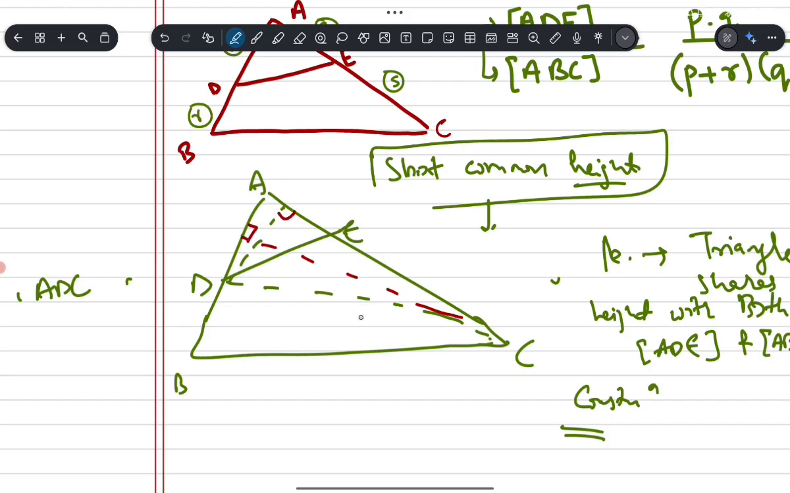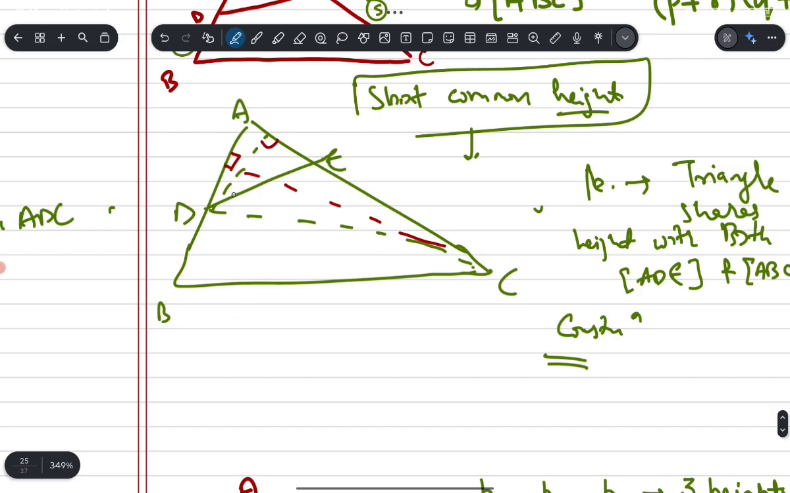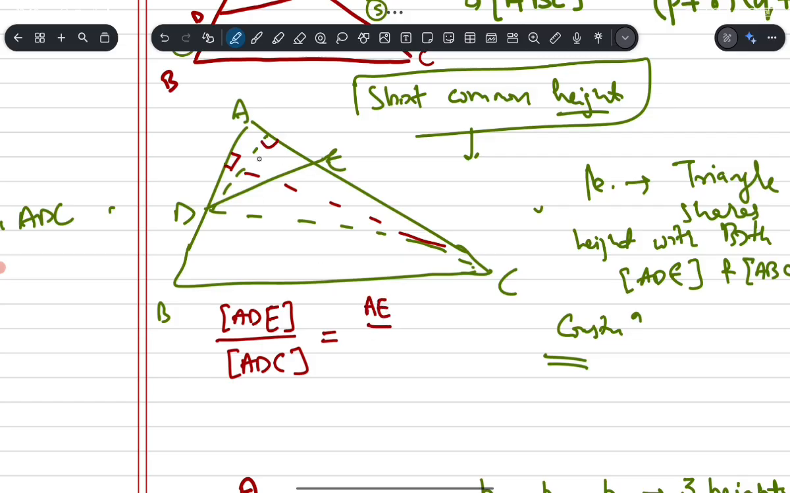with the bigger triangle. Alright, so in the first case, when this triangle shares this height with the smaller one, can I say that area of ADE by area of ADC would be what? Since they share the same height, the ratio of their areas would be the ratio of their lengths of bases. So the base for this small triangle is AE, and for this triangle is AC.